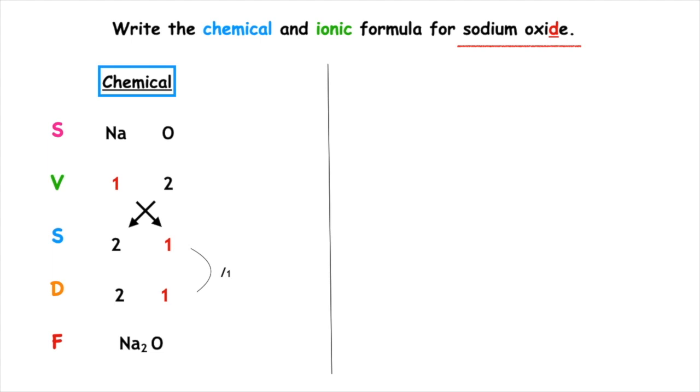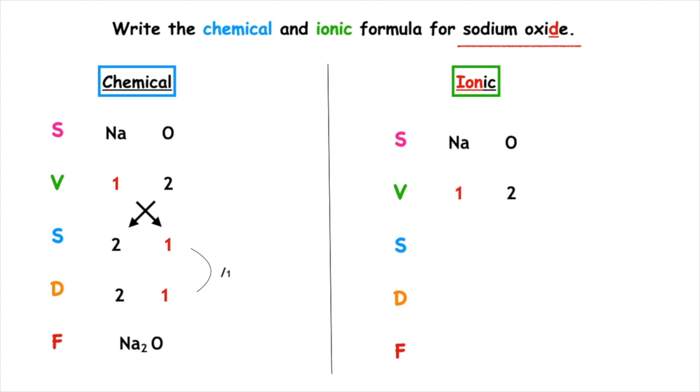Oxygen, chemical symbol is O. How many have we got? 1. But we don't write ones. So for the ionic formula, the first couple of steps are the same. We write our SVSDF, our symbol and valence for sodium and oxygen.